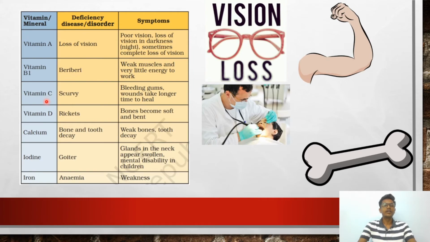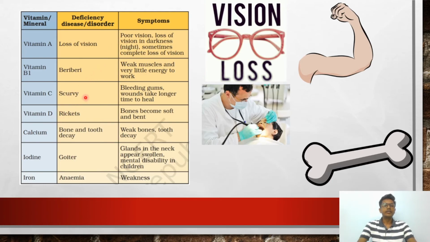The third is vitamin C. The symptoms are bleeding gums. The blood is coming out of our teeth. Wounds take longer time to heal. If we fall down from any bicycle or bike, the injury will not heal quickly. It will take time, and that deficiency disease or disorder is called scurvy.